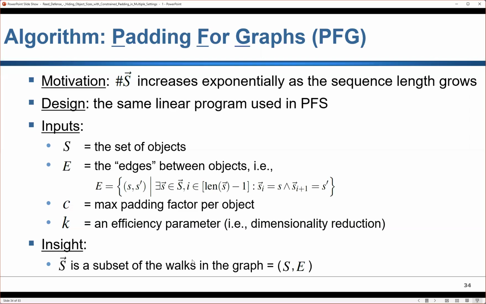And so the insight here is, when we model the object store as a graph where the objects are the vertices and the dependencies are these directed edges, then whatever the full sequence, the full set of sequences is, it's a subset of the walks on that graph.